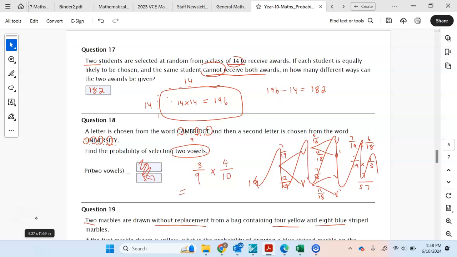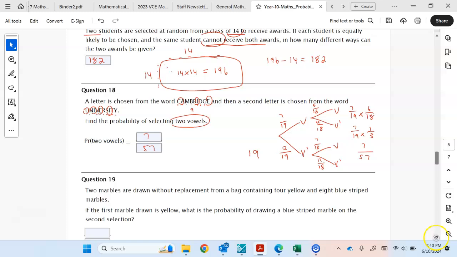Now, if you were doing this by hand, you would simplify your fractions. So 3 over 9 is 1/3 and 4 over 10 is 2/5. So the answer should be 2 over 15. Again, I wanted to keep that incorrect working out just to re-emphasize the importance of reading a question properly. All right, continue on.